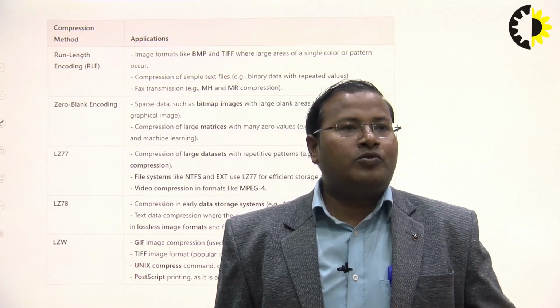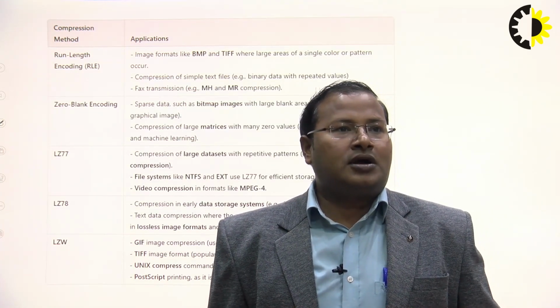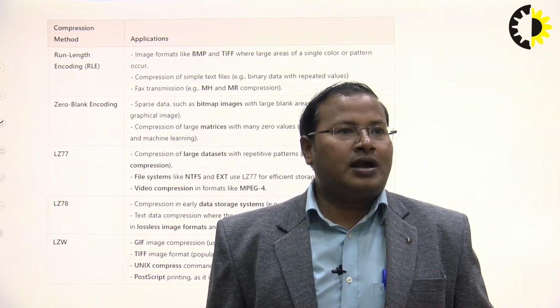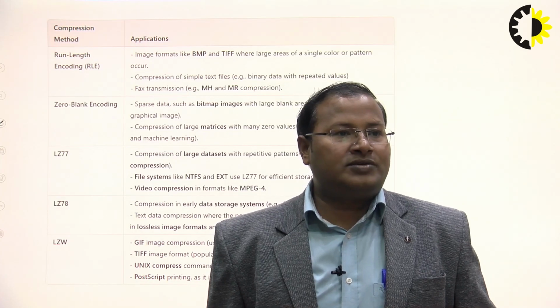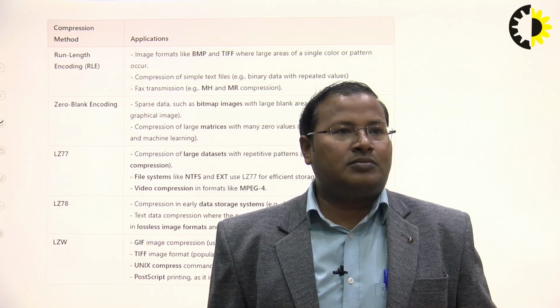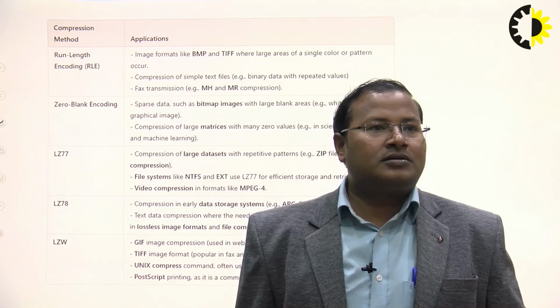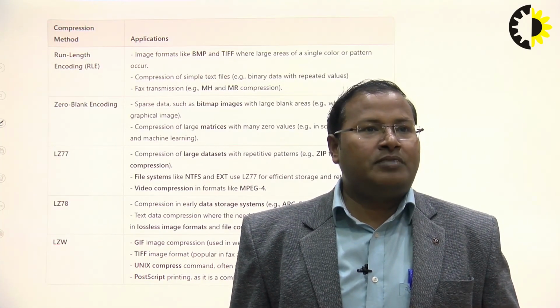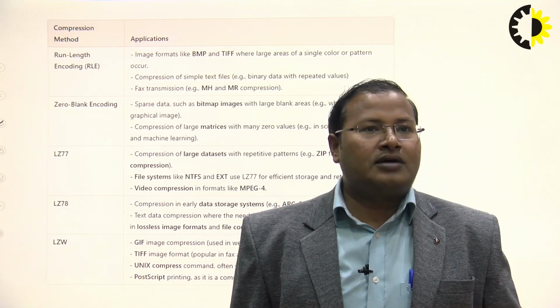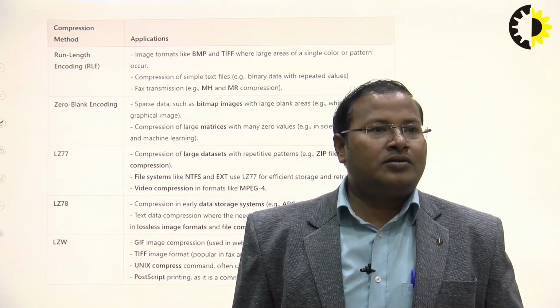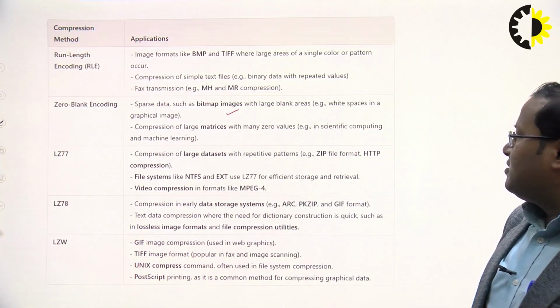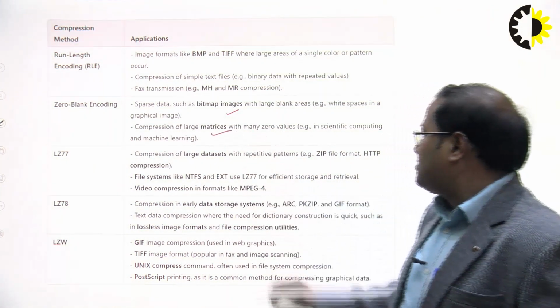So now I am going to discuss the applications of the different methods which I have discussed today: run length encoding, RLE, zero blank encoding, LZ77, LZ78 and LZW. So what are the applications? For RLE, image formats like BMP and TIFF where large areas of a single color or pattern occur. Zero blank encoding, sparse data such as bitmap images with large blank areas, compression of large matrices with many zero values.